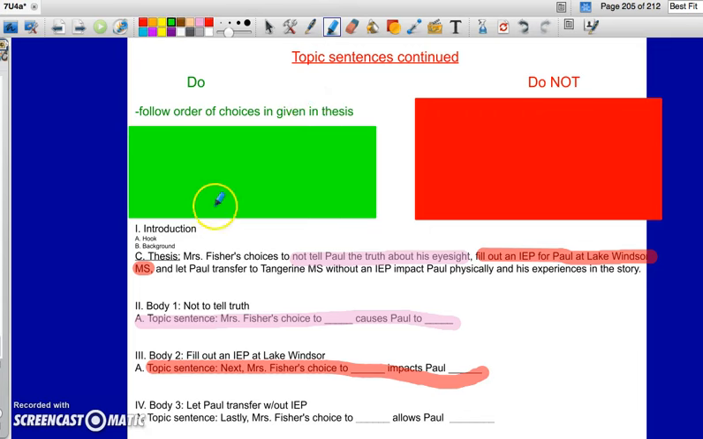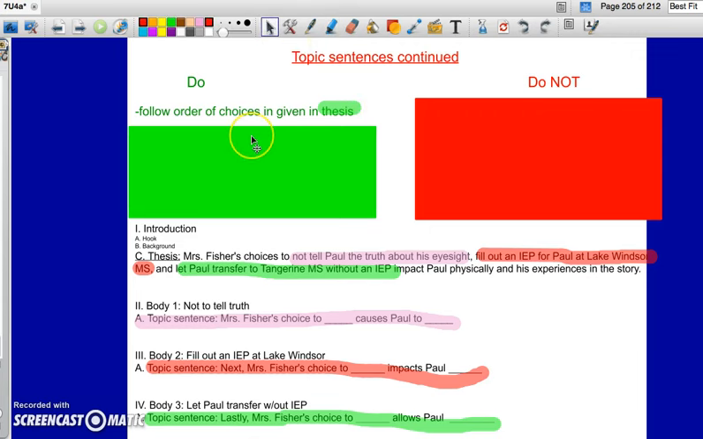And lastly, I have the choice of Mrs. Fisher's choice to let Paul transfer without an IEP. And that should be the topic sentence of my final or third paragraph. So when you're creating your thesis statements and you're planning out the organization of your work, look at your thesis and make sure that your topic sentences follow that same order.